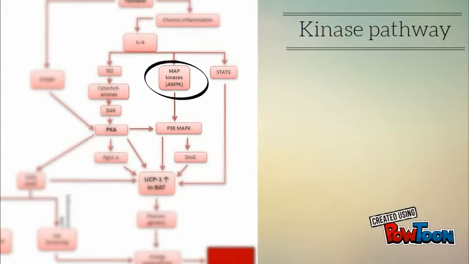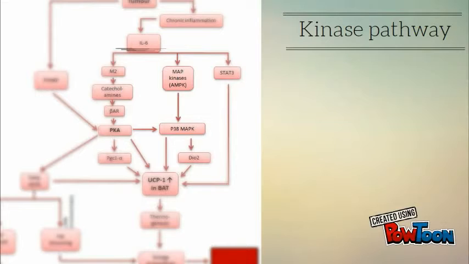AMPK is normally a fuel-sensing enzyme that responds to a decrease in cellular energy state. It enhances processes that generate ATP and inhibits others that consume ATP but are not necessary for survival. In cancer cachexia, this process is disrupted by the increase of interleukin-6.